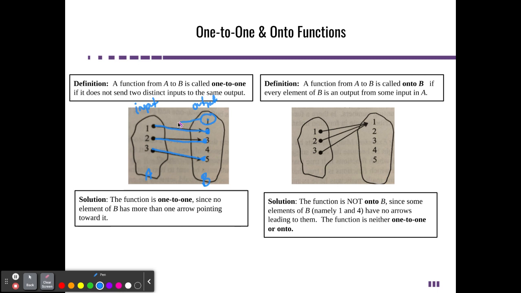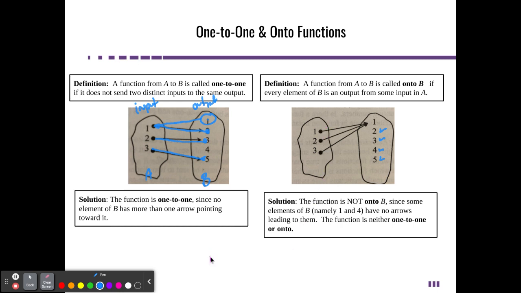So to make this onto, I could just make that one go there or make it go to some other place. And then every element of B would be onto an element of A, and that would be an onto function. All right, same thing here. This is also not onto because we have 2, 3, 4, and 5 that do not go onto an element of A. So kind of tricky.